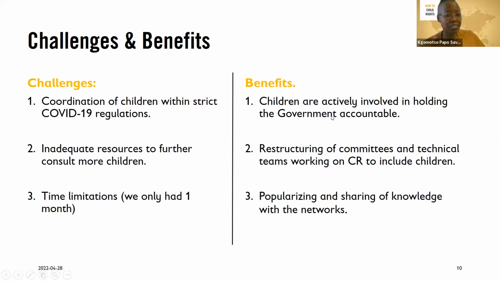All right, we had challenges, of course. Like I said, coordination of children under strict COVID-19 regulations was quite a challenging time. South Africa was on level 5 of lockdown, and getting consent from the parents or from the children themselves was quite steep, but we managed because we have relationships with the children. We have relationships with the Department of Social Development, which is part of the coordinating structures of the Nelson Mandela Children's Parliament. We were able to get a limited number of children, only 12, because of the strict regulations, number one.